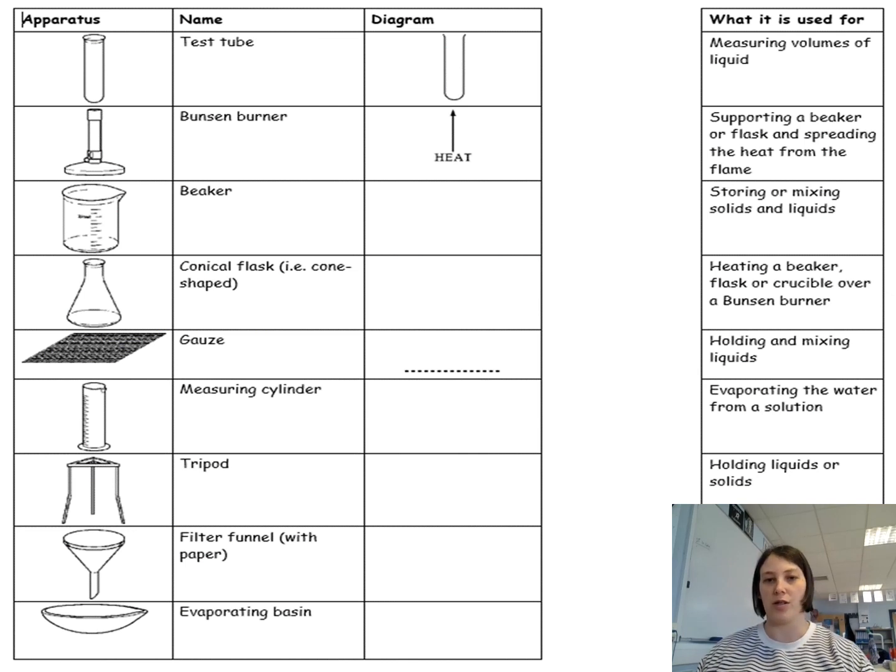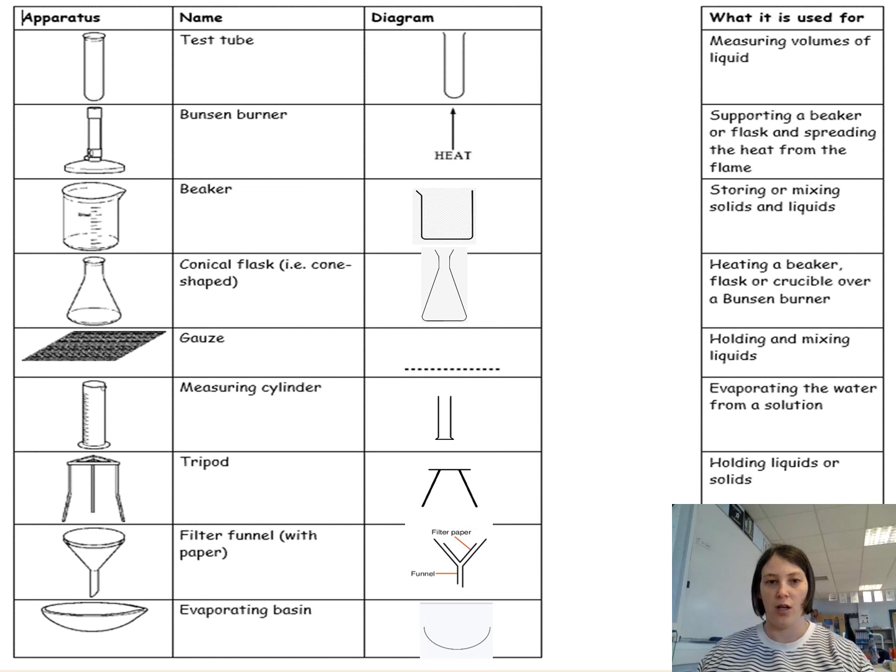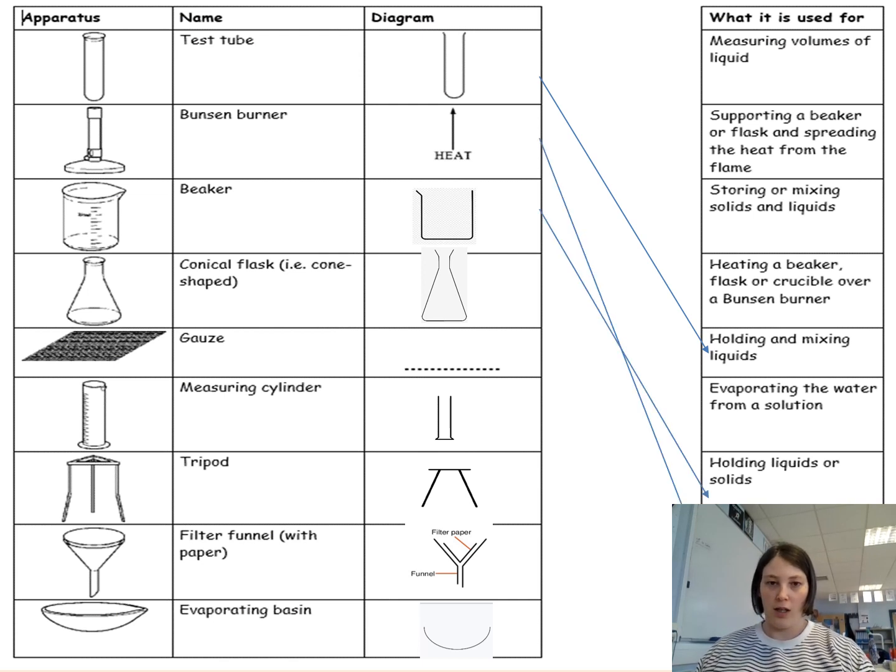Okay, let's have a look at the answers then. So your diagrams should look like that. Let's have a look at what the equipment is used for then. So your test tube is used for holding and mixing liquids. Your Bunsen burner is used to heat things. Your beaker is used to hold liquids or solids. Your conical flask is for storing or mixing solids and liquids. Your gauze is used for supporting a beaker or flask and spreading the heat from the flame.